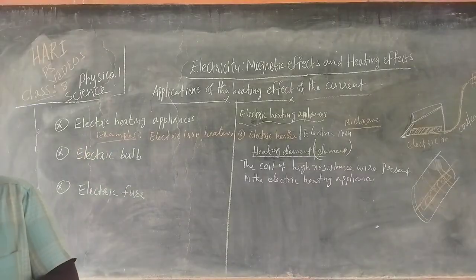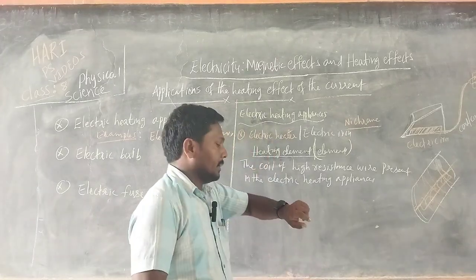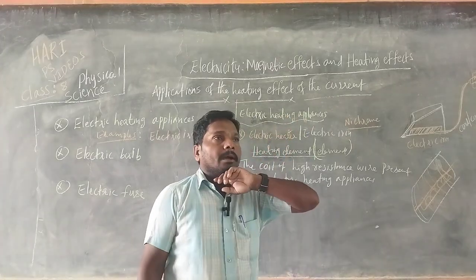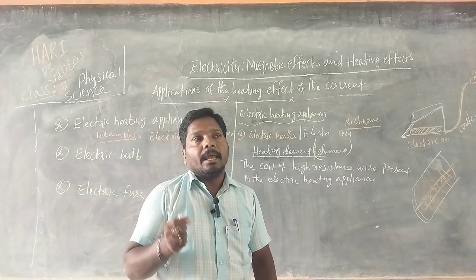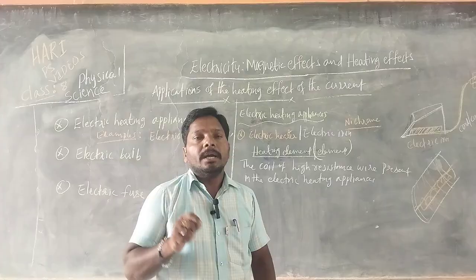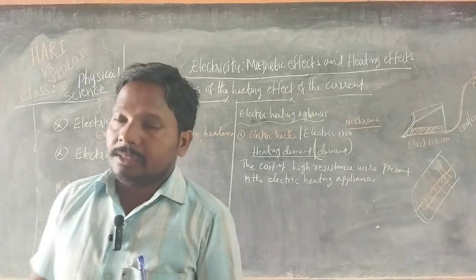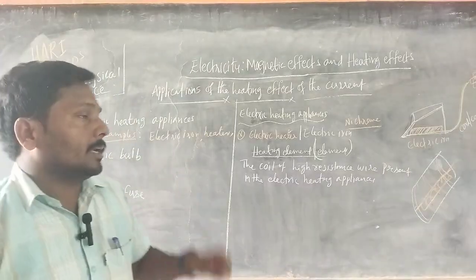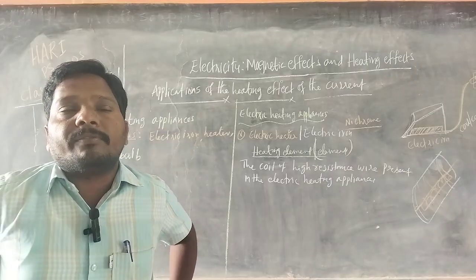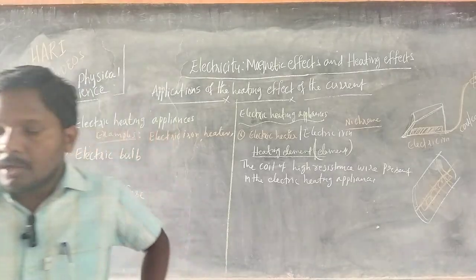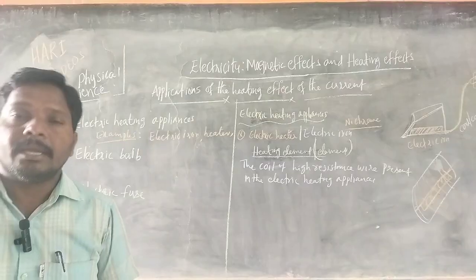So whatever it is, when electric current passes through a heating element, due to its high resistance, it becomes red hot and produces heat energy. In this way, the electric heater and the electric iron work on the basis of the heating effect of electric current.